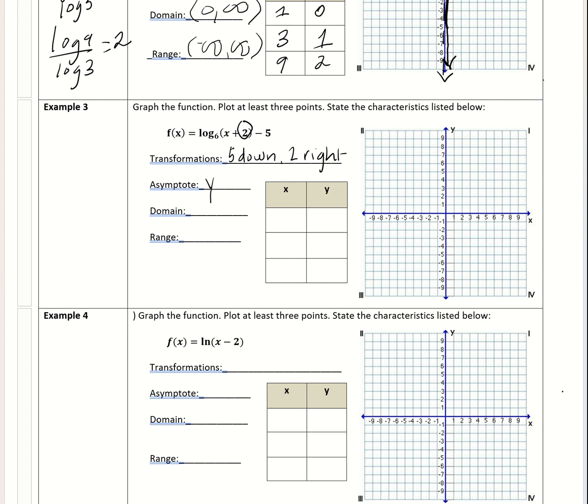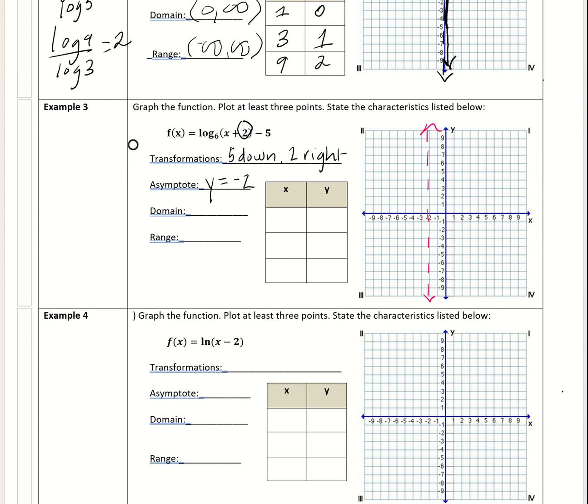Now remember, that shifts it left, so it's actually going to be x equals -2, which is going to make it run through right here. I'll go ahead and put that in. So there's that asymptote. Then we're going to plug in some values.